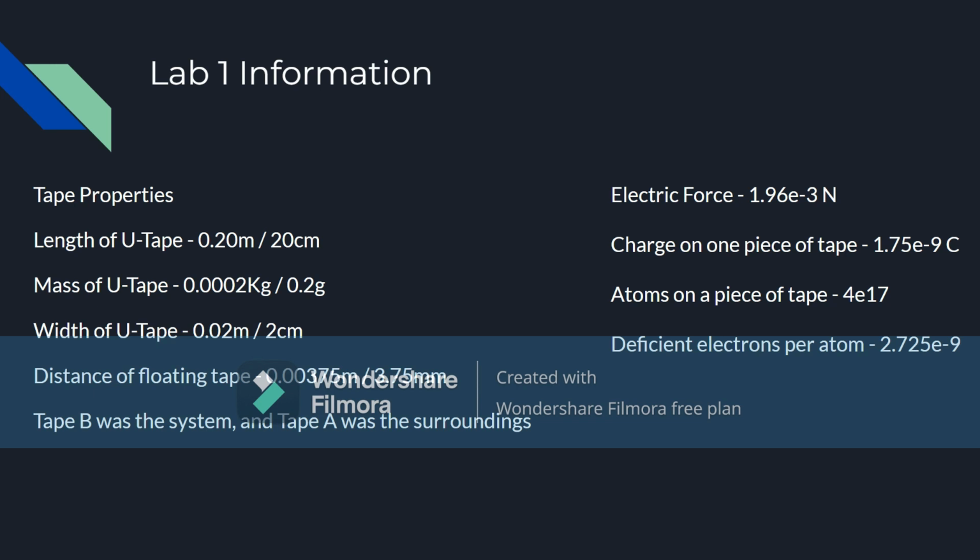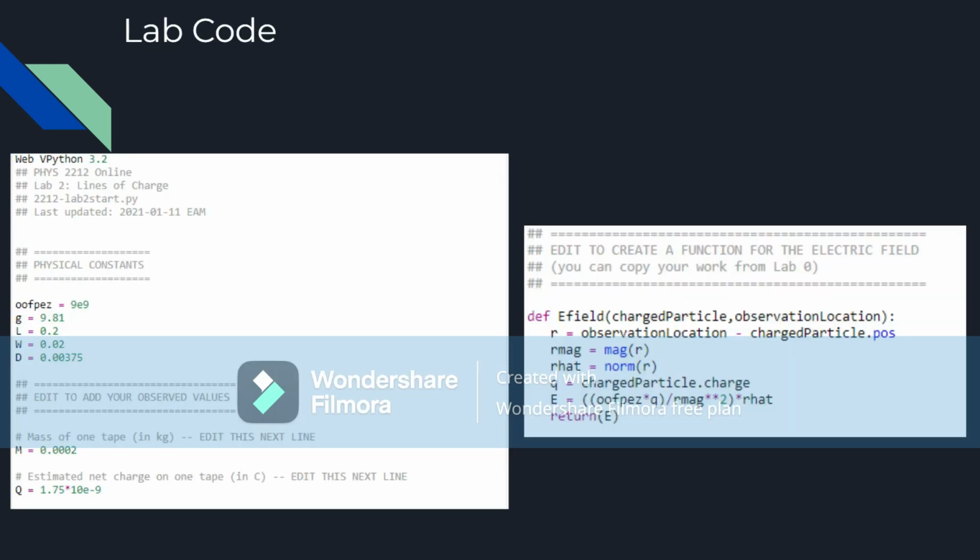The results from Lab 1 were: the electric force was 1.96 e to the negative 3 newtons, the charge on one piece of tape was 1.75 e to the negative 9 coulombs, there were 4 e to the 17 atoms on a piece of tape, and the deficient electrons per atom were 2.725 e to the negative 9.